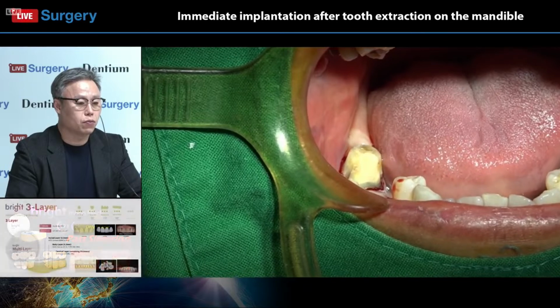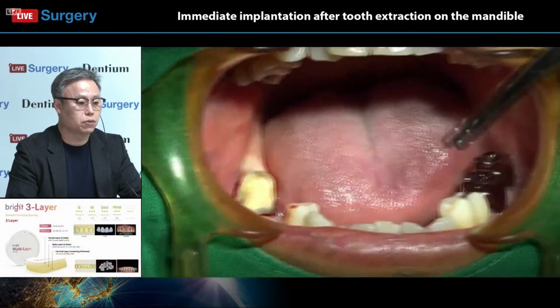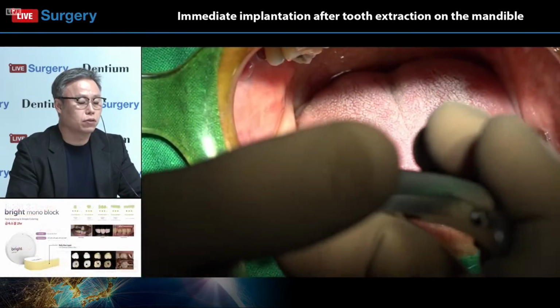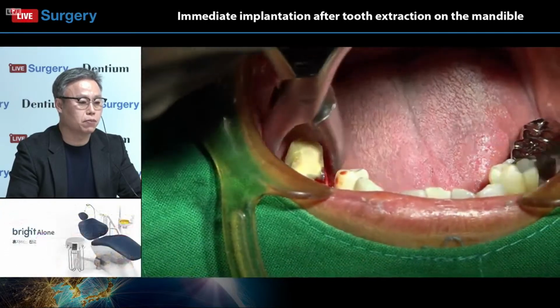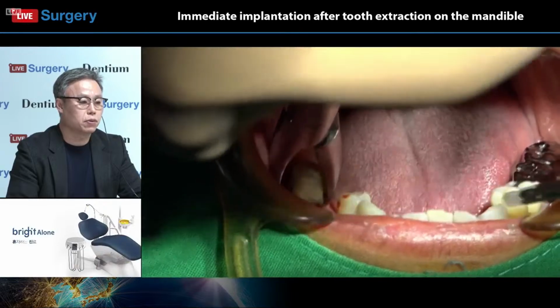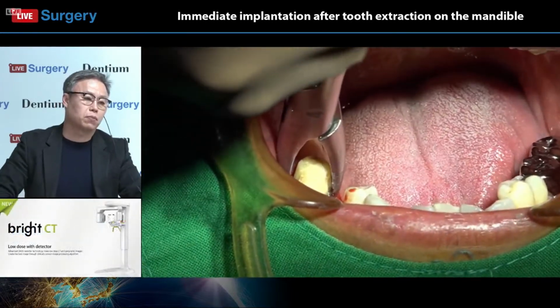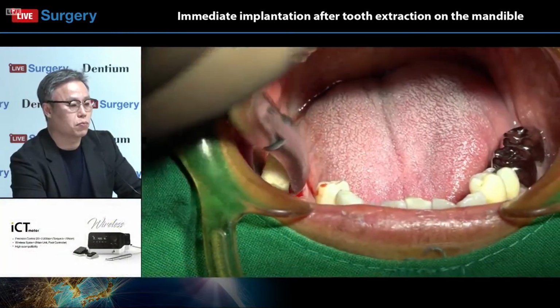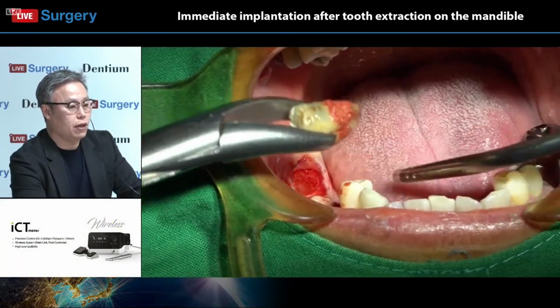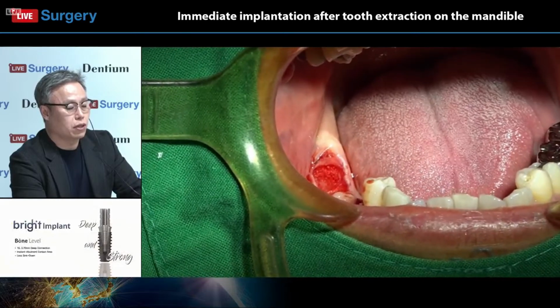As we all know, once some part of the tooth is broken, it takes more time, so we cannot concentrate on the immediate implant placement. So an extraction procedure with minimal trauma, not damaging the surrounding structures, is also important. And we also extract the tooth safely without any problem.